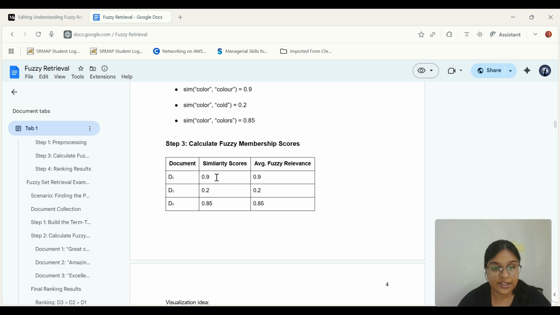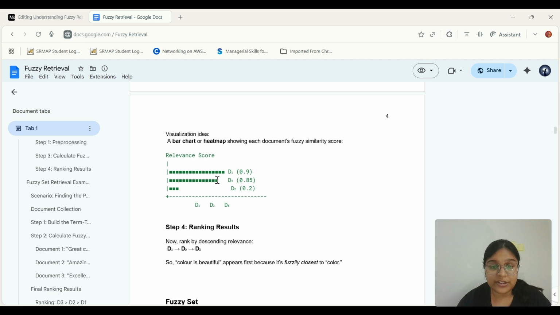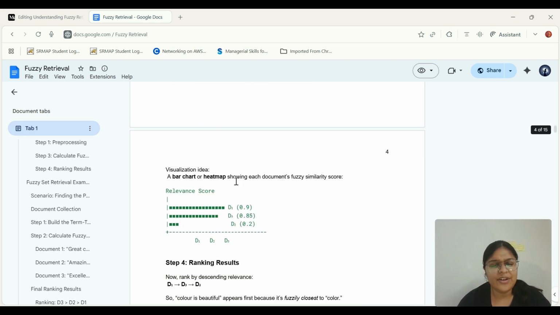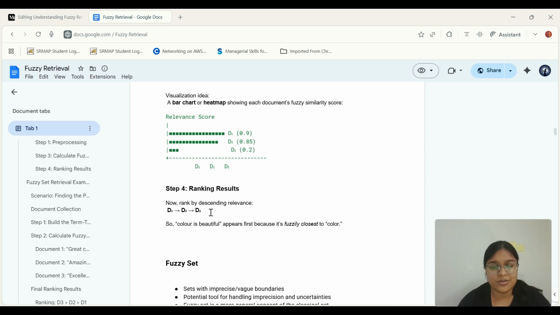So here we can see our similarity scores 0.9, 0.2, and 0.85 for the documents, and the average relevance score here. So we see our D1 has the highest relevance score. With a bar graph we can see this, and this is our degree of relevance scores, which is nearer to our word color. So first is D1, which had color, and D3, which had colors as an example, and then we can identify cold as also an example, which is a close enough match.